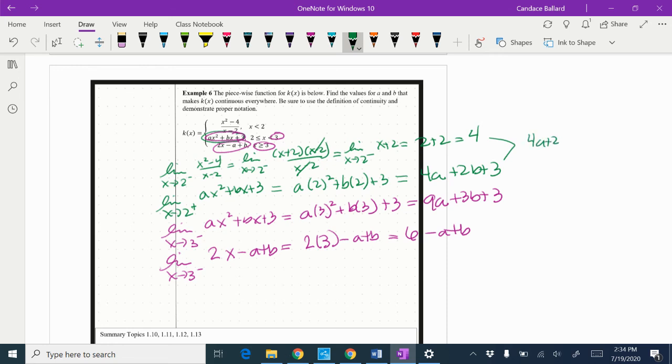So I'm going to start with these two equations and set them equal to each other. So 4a plus 2b plus 3 equals 4. And then I'm going to set these two equations equal to each other. So that is 9a plus 3b plus 3 equals 6 minus a plus b.